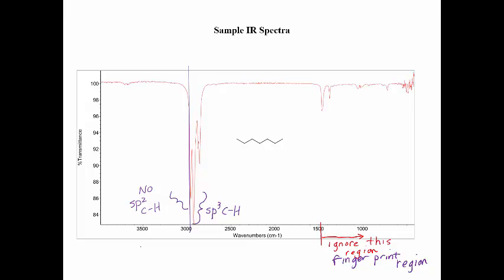The other thing that we would expect in this molecule is carbon-carbon bonds, but the carbon-carbon bonds are in that fingerprint region that we're ignoring, so we're only looking at 1500 or above.